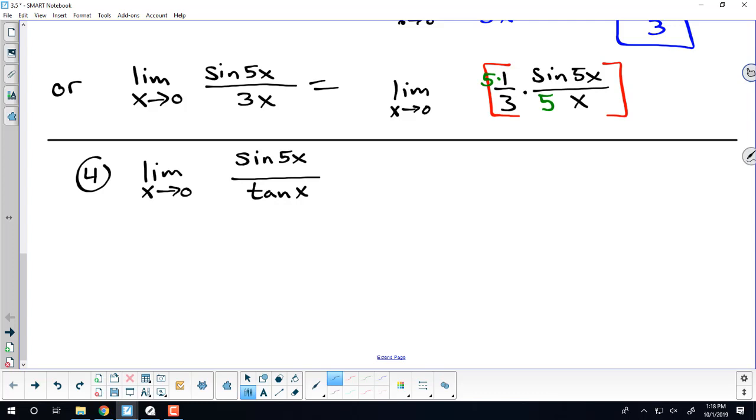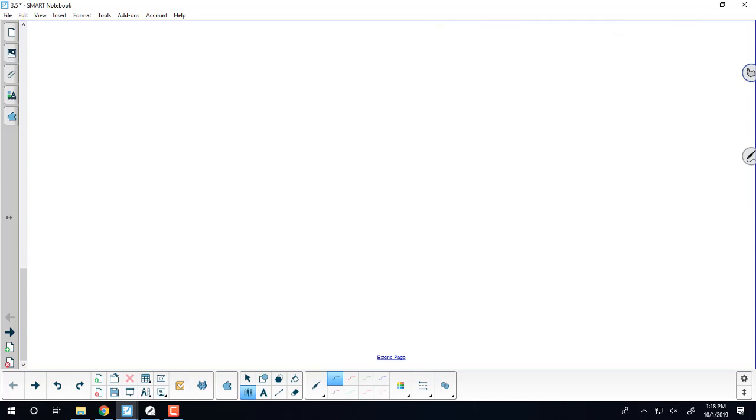Would we say tan of x is sine x over cosine x? Yeah, so we could try that. Let's take that over here. So if we had sine 5x over sine x over cosine x, definitely can do that, but it doesn't fully help us, right? It's probably not obvious at all, but what if we divide the numerator by 5x and the denominator by 5x?